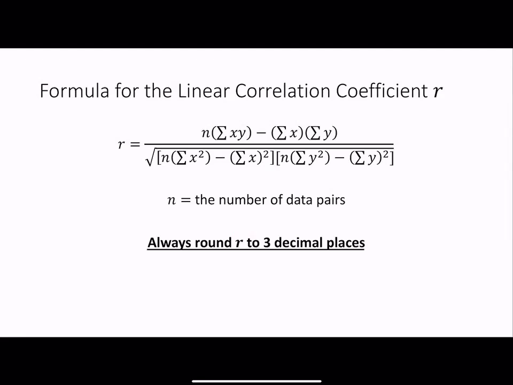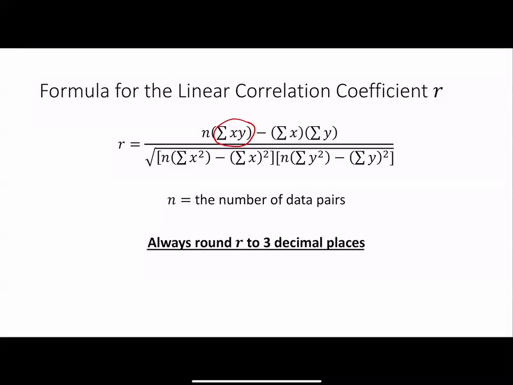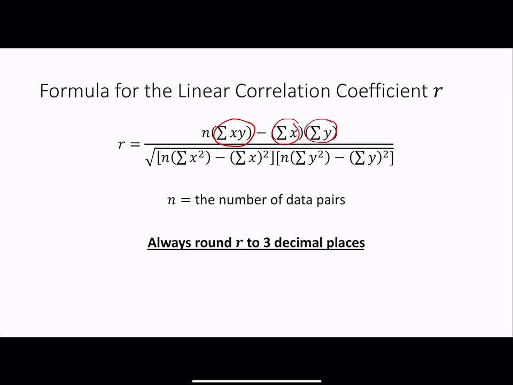So R is the correlation coefficient. N is our sample size, the number of data pairs, right? It's defined right there. I can't get the cursor to show up, so I'm just going to circle as I talk about it. That means the sum of X times Y. This is the sum of X, the sum of the Y's.